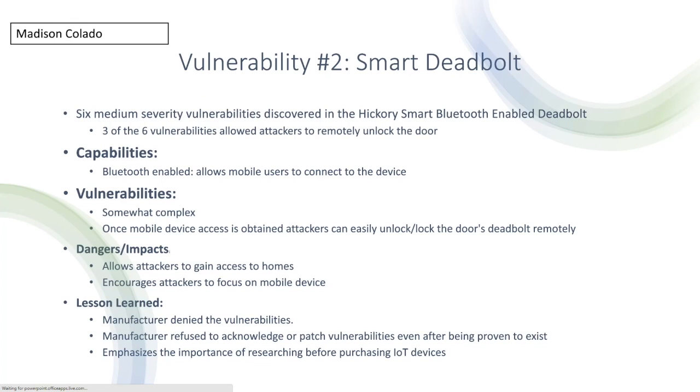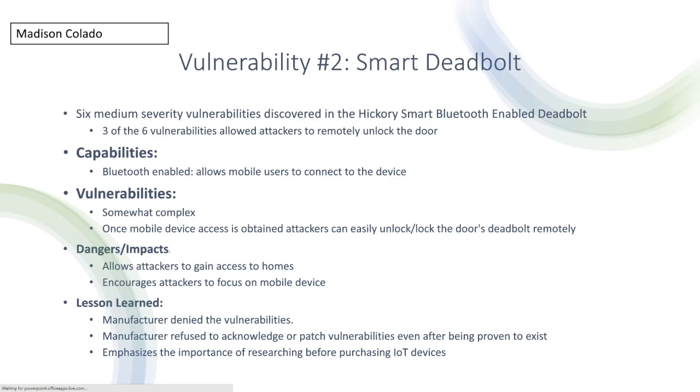The second vulnerability that I researched was found to exist in a smart deadbolt for home doors. Researchers found 6 medium-severity vulnerabilities in the smart deadbolt. 3 of the 6 vulnerabilities allowed attackers to remotely unlock the door and gain access to the home. The smart deadbolt is a Bluetooth-enabled device that allows mobile users to connect to the device and remotely unlock and lock their doors.